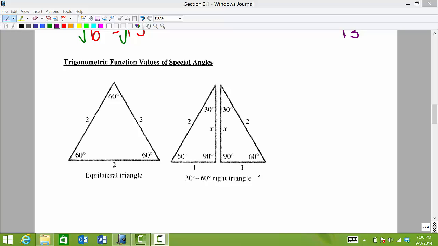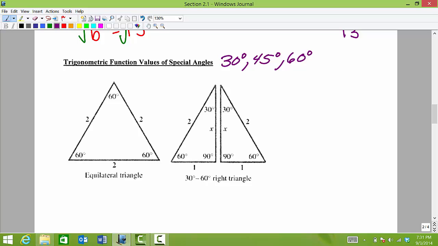There are three special angles that we want to be familiar with, and we want to be familiar with all of their trig function values. Those special angles will be 30 degrees, 45 degrees, and 60 degrees. We will have to memorize all of the trig function values of these three angles. Now, instead of just rotely memorizing them, we can develop what we call our special triangles to help us develop all trig function values for these three special angles.